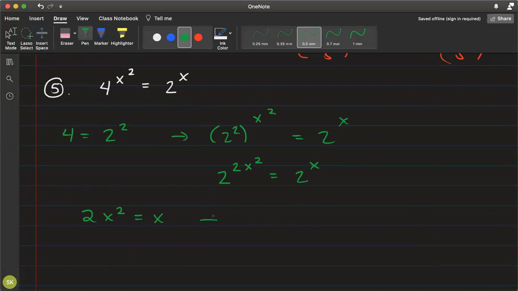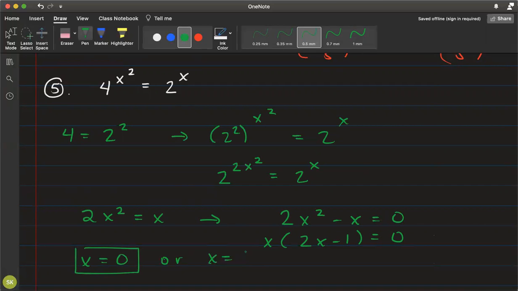And what you want to do here is notice that you have a quadratic, so move everything to one side. 2x squared minus x is equal to 0, and then factor. So I can take out an x, and I get x times 2x minus 1 in parentheses is equal to 0. So we get that x is equal to 0, or x is equal to 1/2. If you set this 2x minus 1 equal to 0, you'll get 1/2.